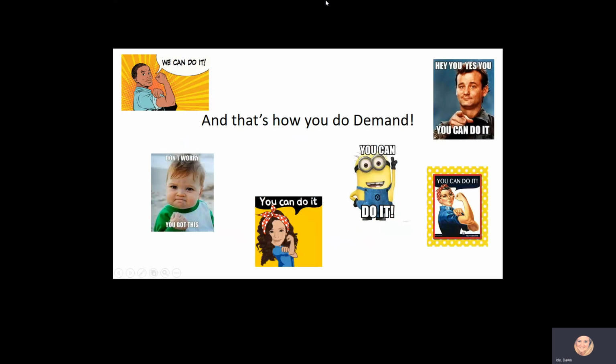All right. Now, I put all of these little pictures up because I want you to feel this way about how you did. And that's how we do demand. You can do it. You can do it. Hey, you. Yes, you can do it. That's from Ghostbusters, I believe. You can do it. Don't worry. You got this, and we can do it. Okay, and we did it, and that's what we did.